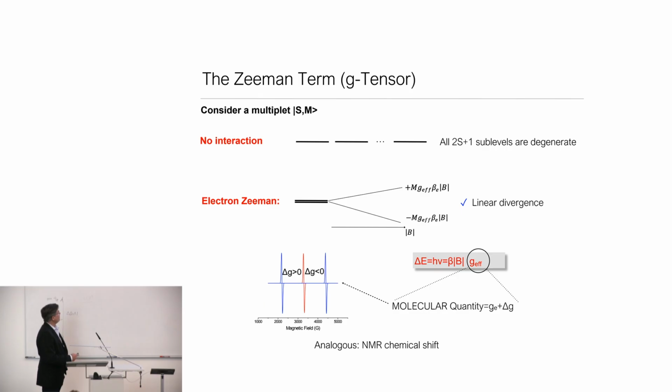So if we have a resonance that is exactly coinciding with the free electron g value, and we plot here magnetic field and then have the EPR resonance, then a delta g that is larger than 0 will shift the resonance to smaller fields, and a delta g that is smaller than 0, that is negative, will shift the resonance to higher magnetic fields. Yeah? So that is important.